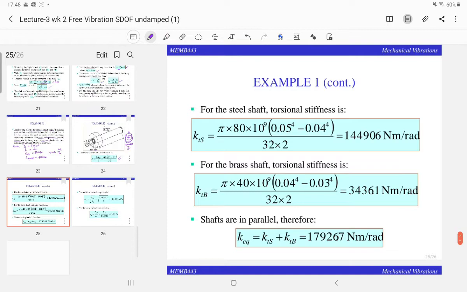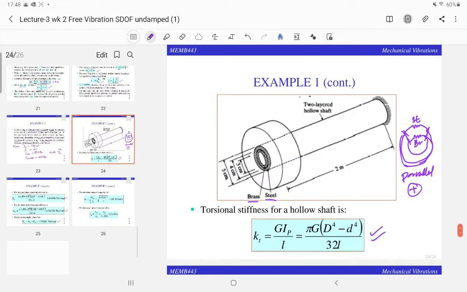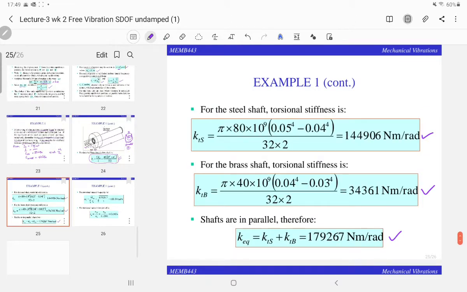summation of the K torsional for each of the brass and steel. That's why you're using this equation. You get the stiffness for the steel and for the brass, and you add them up to get the equivalent stiffness. How you get this equation is from the textbook. You can look for any standard tables on torsional stiffness for a hollow shaft. Okay, and we gave you all the parameters of the inner and outer diameter, so you can calculate the equivalent stiffness.